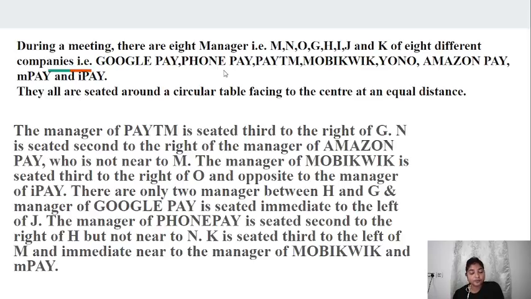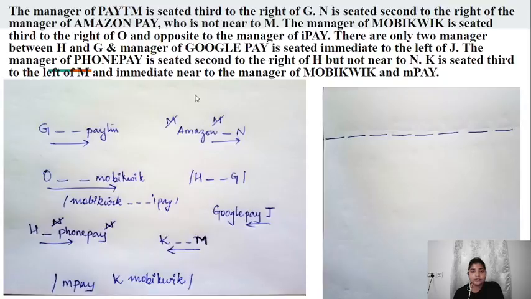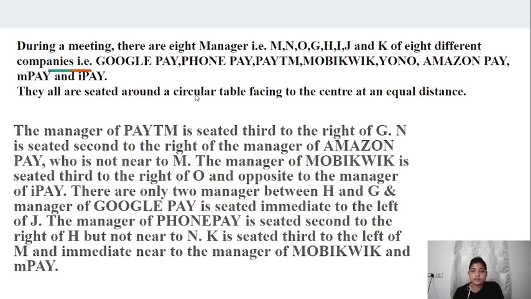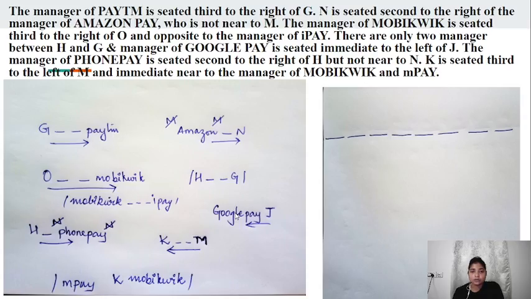So it is a 2 variable puzzle. We have these companies. They are all seated around a circular table. Okay, and this is the question. This question involves the thread method and a lot of the finger rule, I mean mind map. So first we'll see how to write the conditions. The manager of Paytm is seated third to the right of G.